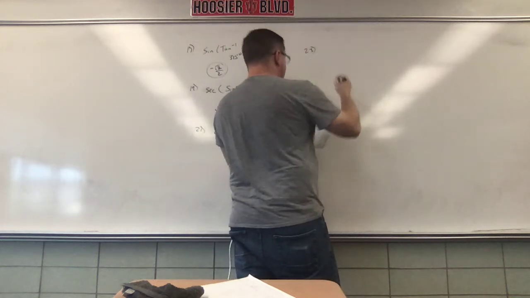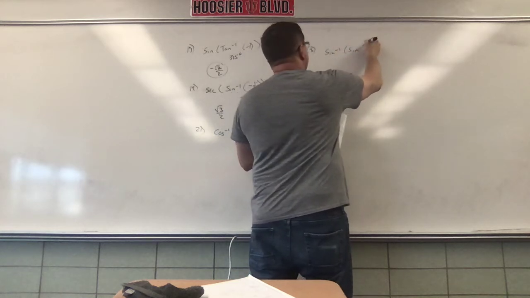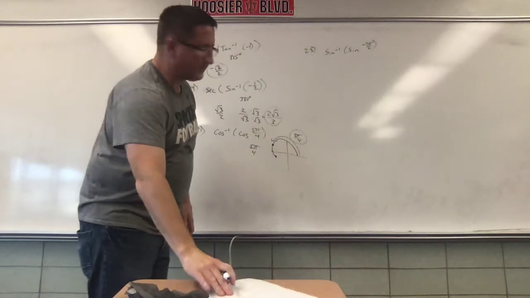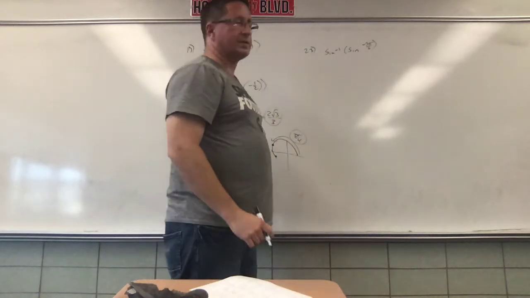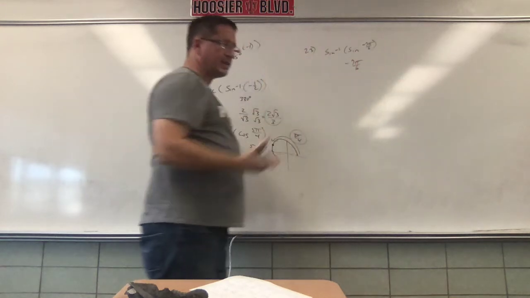For 23, we have the inverse sine of the sine of negative 7 pi over 6. So again, this is similar to what we just did. We just cancel these off. So we just put negative 7 pi over 6. But then we have to ask ourselves, is that okay?